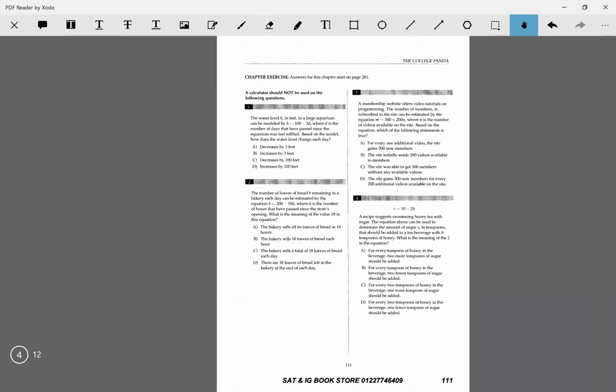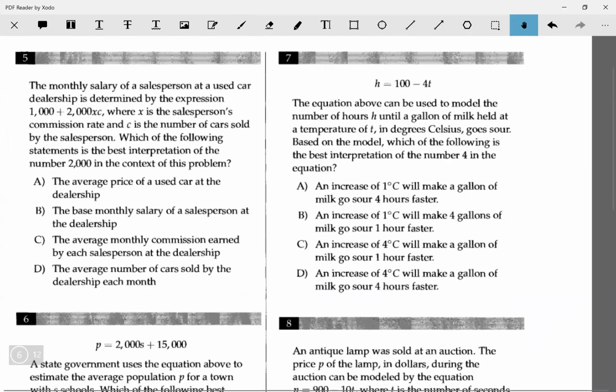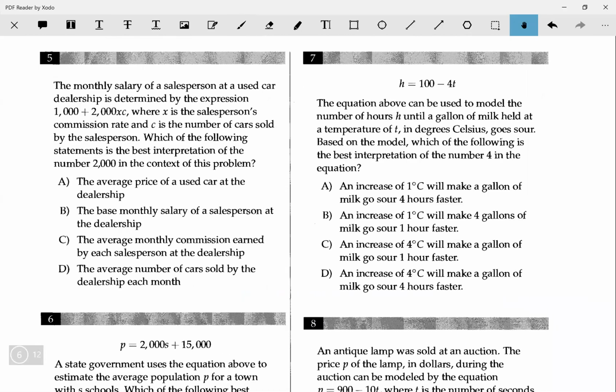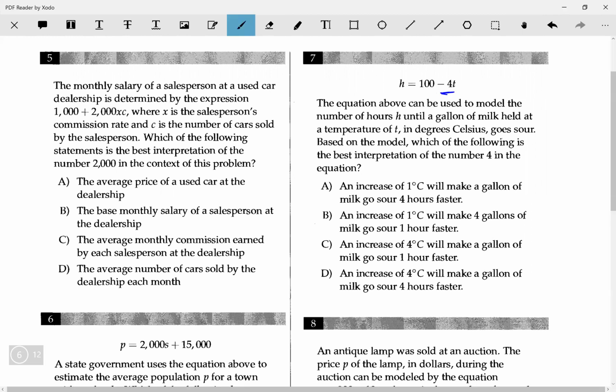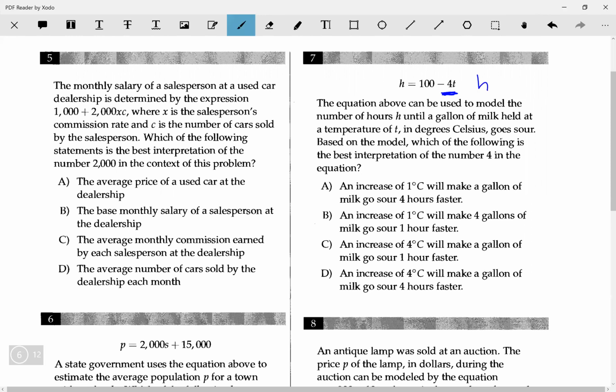Okay, we go on to the next problem set. Number 7, the equation above can be used to model the number of hours h until a gallon of milk held at a temperature of T in degrees Celsius goes sour. Based on the model, which of the following is the best interpretation of the number 4 in the equation? In this case, we can already tell this -4t is going to be the slope because it's next to the variable. If you want to put it in y = mx + b form, this would be h is equal to -4t plus 100.